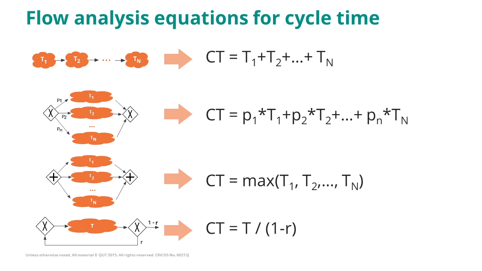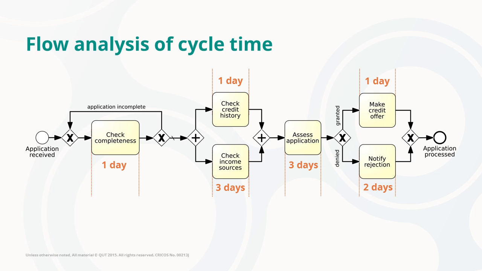Given these four equations, I can take my working example that I presented before and calculate its cycle time. There is at the beginning a rework loop, followed by a parallel path, followed by an activity assess application, followed by an alternative path. I need to know for each of the decision gateways in this model what are the branching probabilities of each of the branches that comes out of this decision gateway.